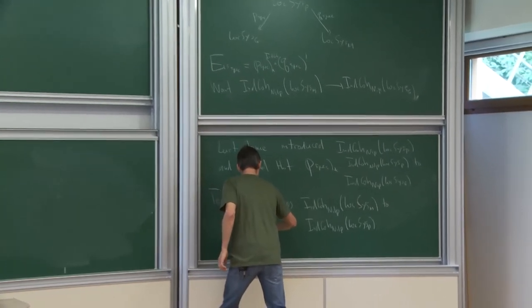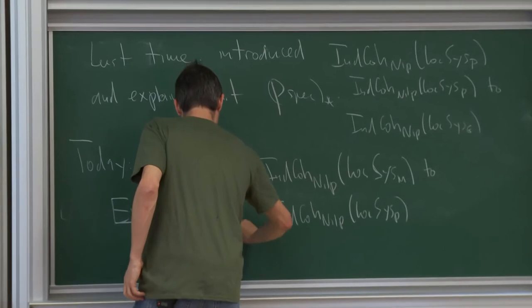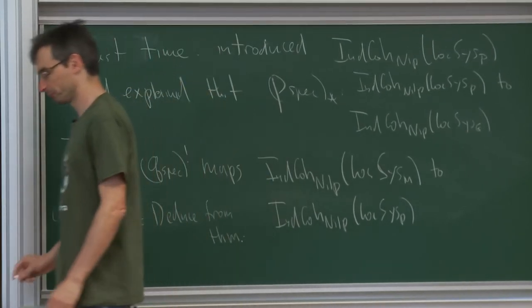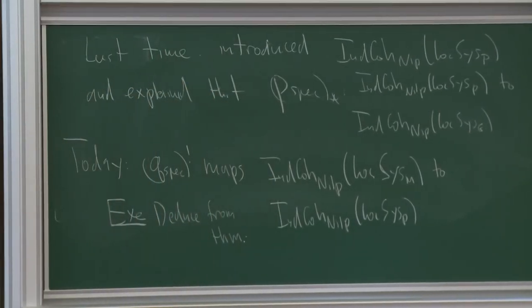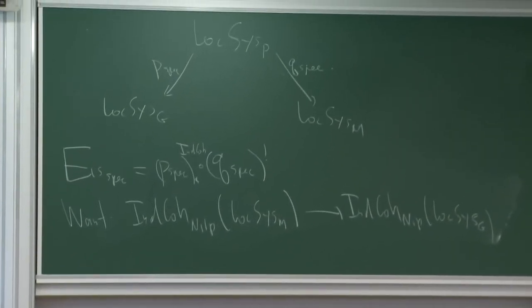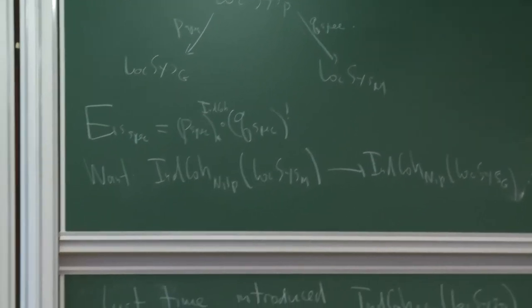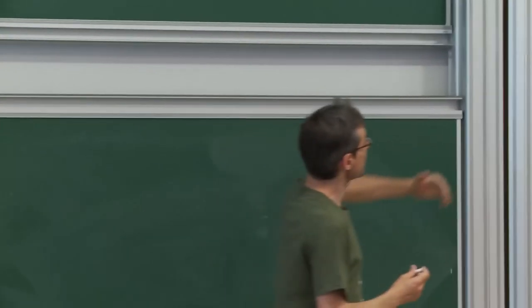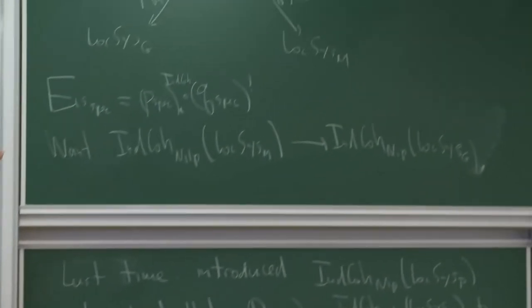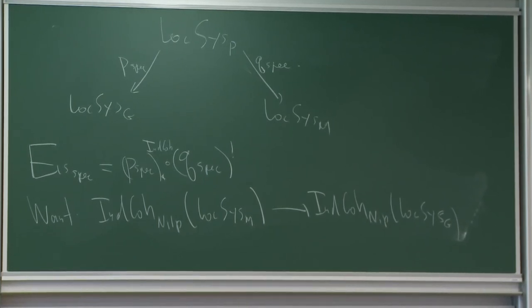Deduce from theorem. But here we wanted more. We wanted this functor not only to respect singular supports, we actually wanted it to send coherent things to coherent things. We wanted to preserve compactness. For this p_* spec lower star, it happens because the morphism was proper.